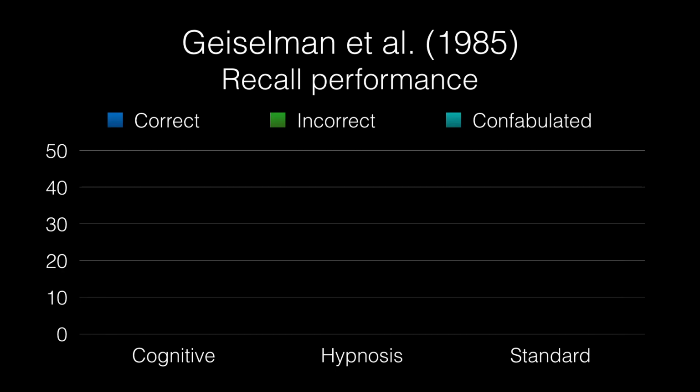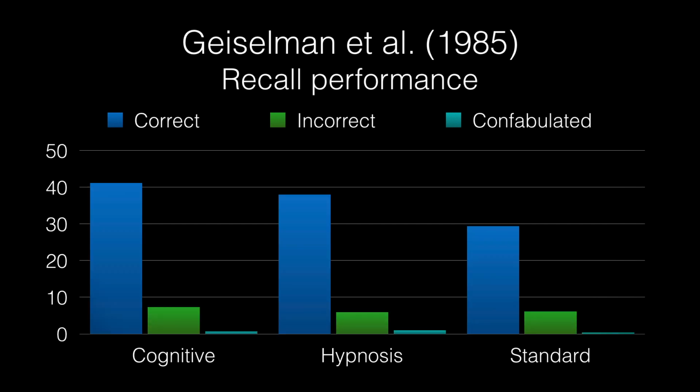Now, analysis of the number of correct items generated showed that both the cognitive interview and the hypnosis interviews elicited a greater number of correct bits of information than the control interview, but that recall between the cognitive interview and the hypnosis interview did not differ. The analysis of the number of incorrect items that people recalled and confabulated items did not differ by condition. Now, given legal concerns about the use of hypnosis interview, the authors concluded that the study provided good evidence of the usefulness of the cognitive interview technique for police officers and its superiority when compared with the standard interview procedure.